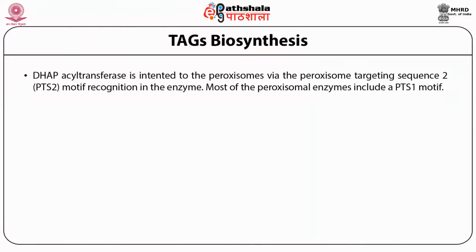Dihydroxyacetone phosphate acyltransferase, which is a peroxisomal enzyme, acylates dihydroxyacetone phosphate to acyl dihydroxyacetone phosphate, followed by its reduction by acyl dihydroxyacetone phosphate reductase. In this reaction, NADPH acts as a cofactor. Dihydroxyacetone phosphate acyltransferase is targeted to the peroxisomes via the peroxisome targeting sequence 2, motif recognition in the enzyme. Most of the peroxisomal enzymes include a PTS1 motif.